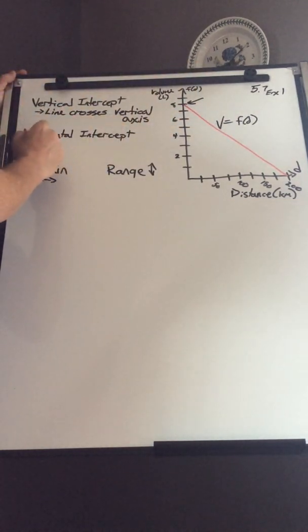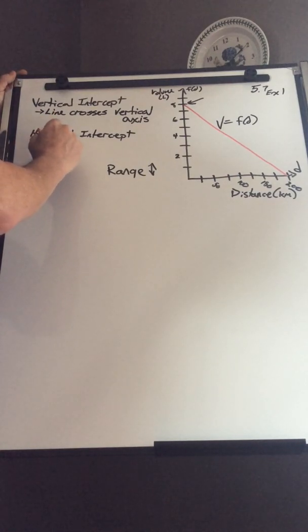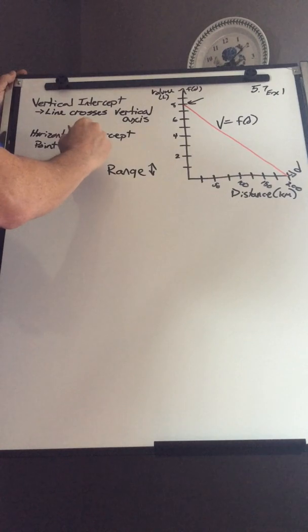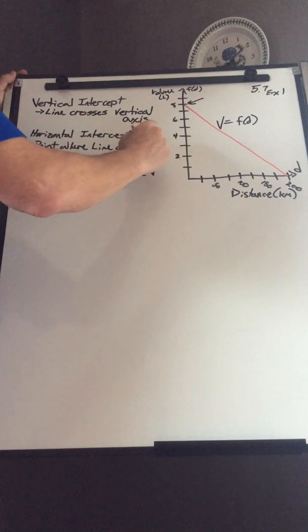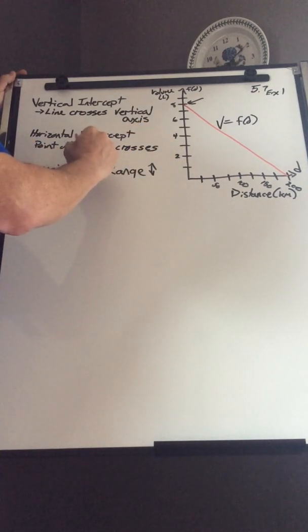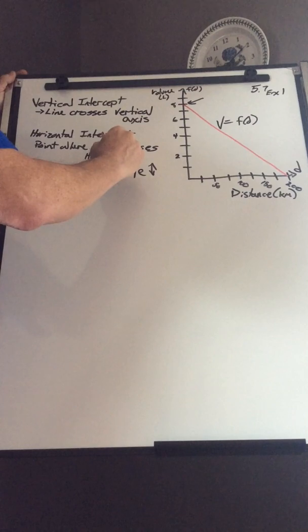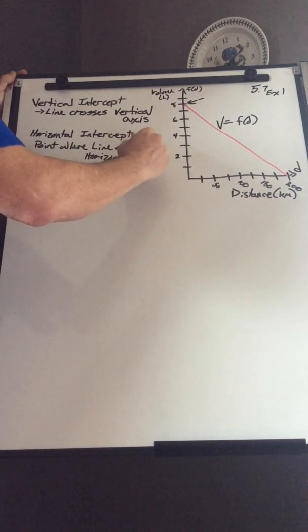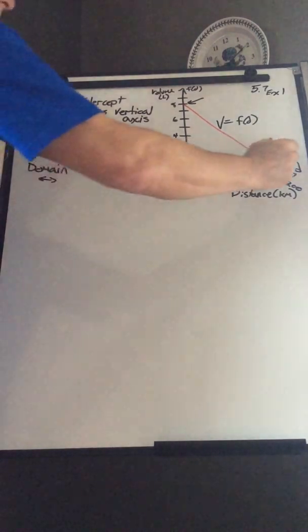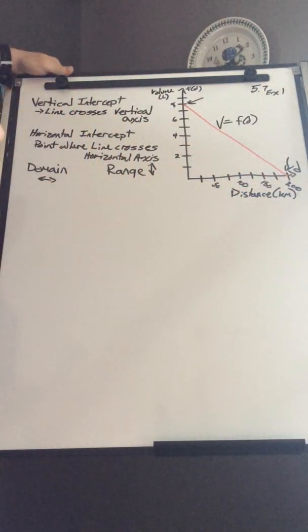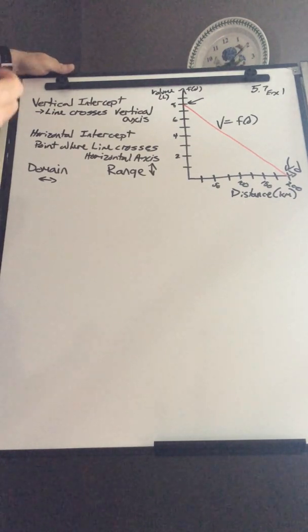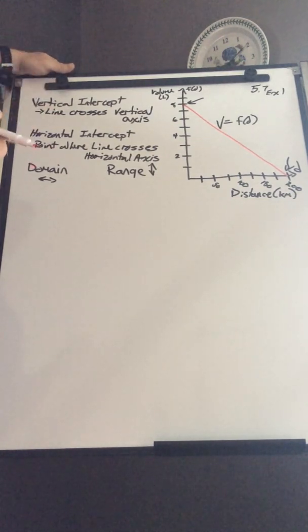The horizontal intercept is the point where the line crosses the horizontal axis. To be that point. So those are the first two things we want to be able to figure out. We want to write them as coordinates. So we'll get there in a second.